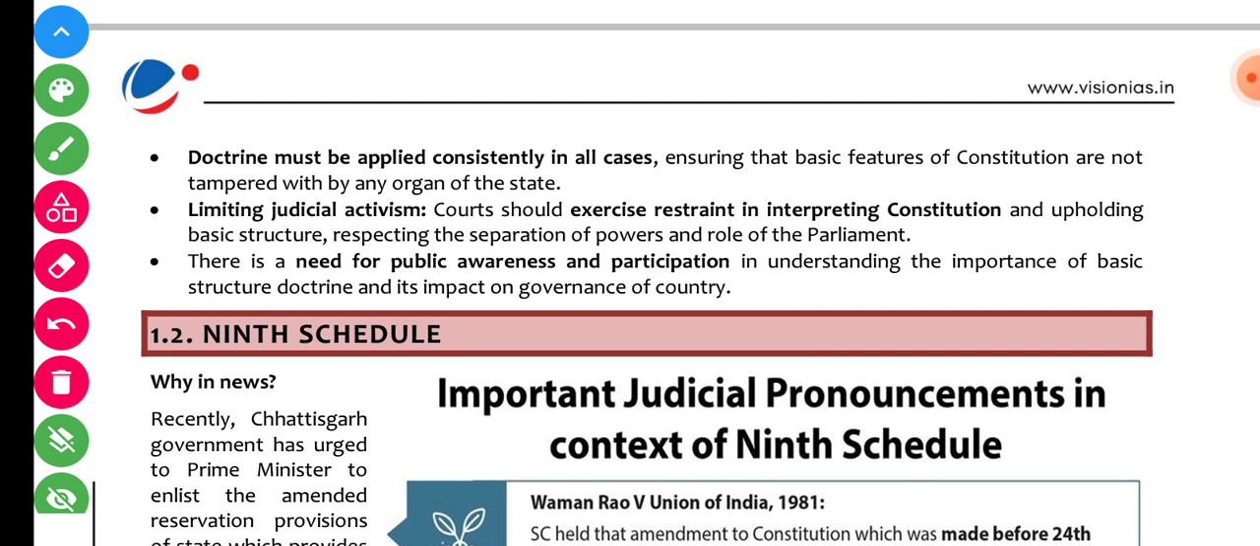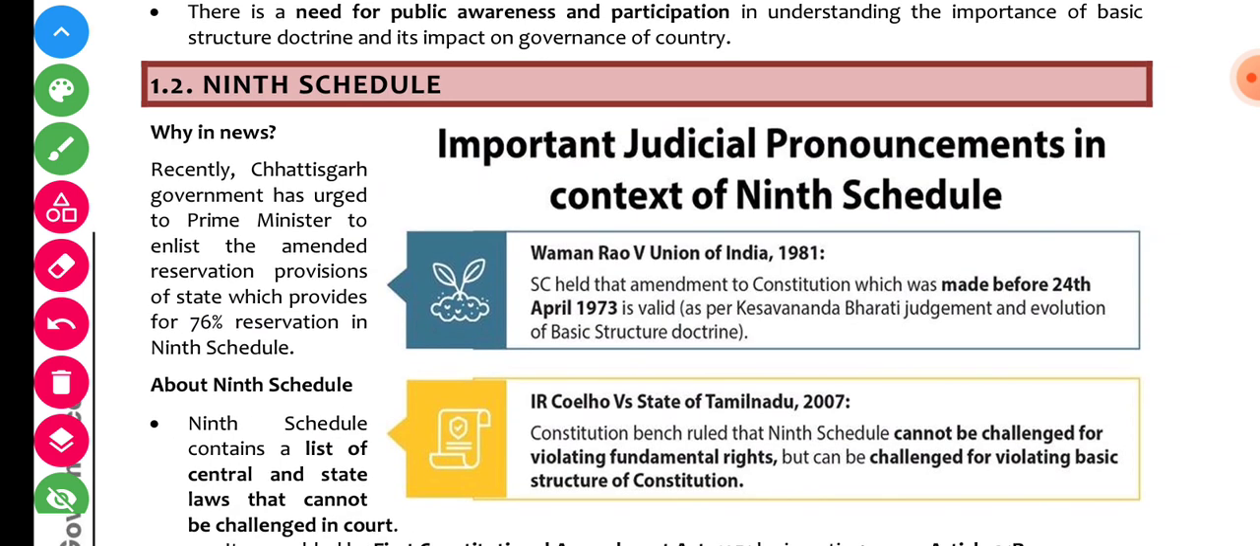And limiting judicial activism: courts should exercise restraint in interpreting the Constitution and upholding basic structure, respecting the separation of powers and the role of the Parliament. And there is a need for public awareness and participation in understanding the importance of the basic structure doctrine and its impact on the governance of the country.